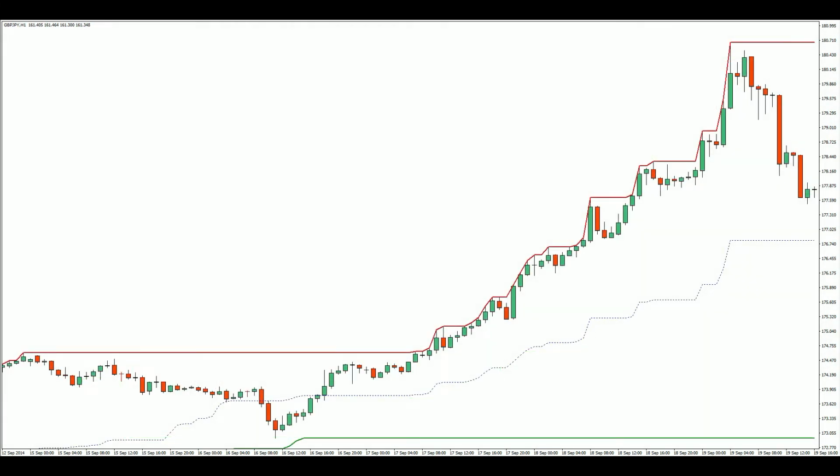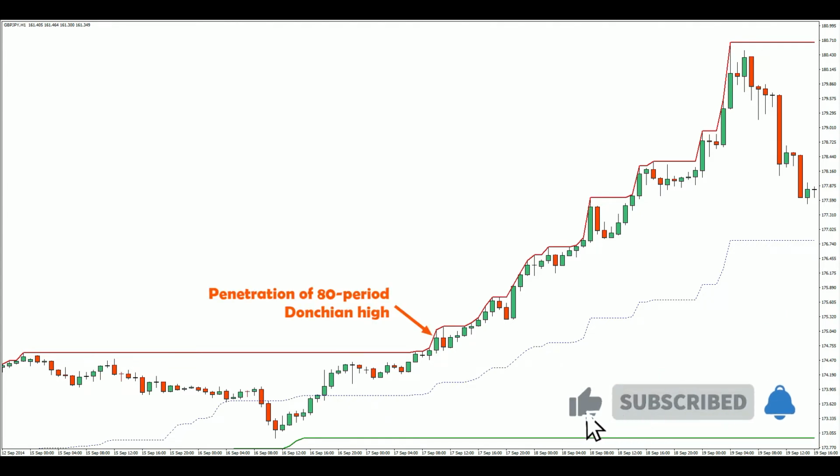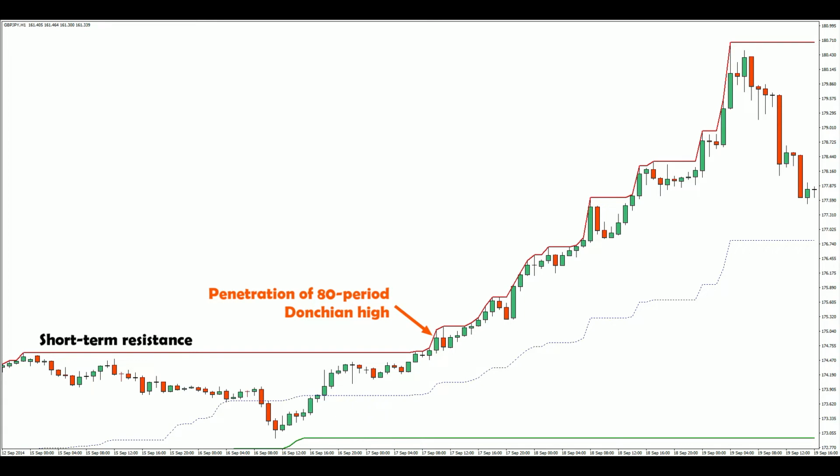Lastly, and most importantly, the penetration of the channel boundaries indicates strong momentum and a possible breaking of support or resistance. This is how we are going to use the Donchian channels to ride the long-term market trends.